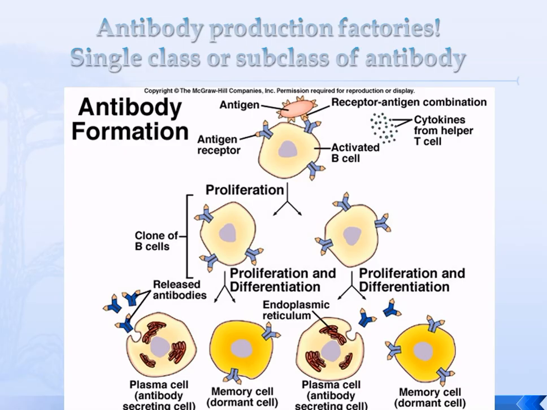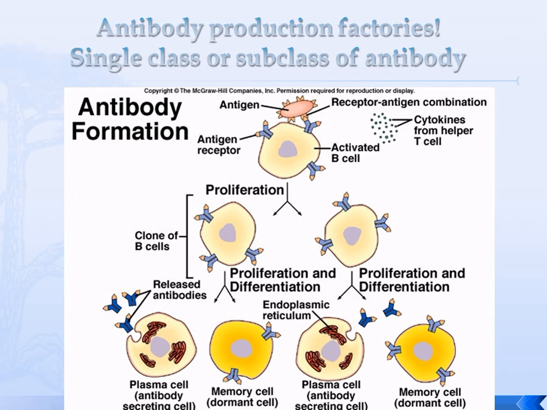And then this is the picture that actually came from your textbook. So you can see stimulating, it gets proliferating, which means replicating. Here's your perfect clone. Here's the clone that's going to get thick with endoplasmic reticulum down here and start making lots of protein antibodies that push out. So it starts pushing those antibodies out. And then the memory cell over here is going to hang on for later.